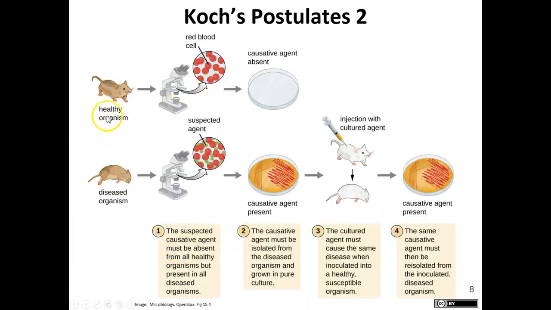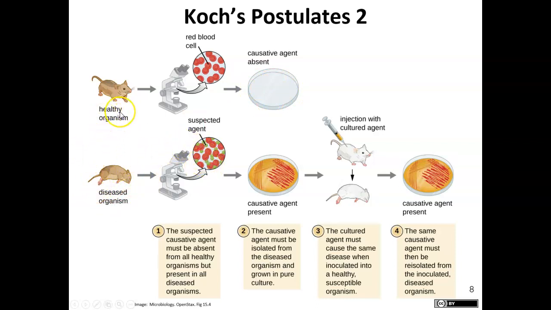So let's look at how he did this. He worked with rodents. He would take a healthy organism and infect it with a specific pathogen. That healthy organism would become diseased and would be ill. They would then look for that agent. In a healthy organism, they would have no causative agent, but in the diseased organism, they would find the causative agent.